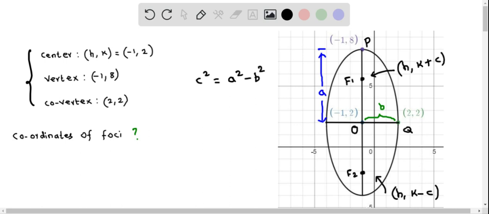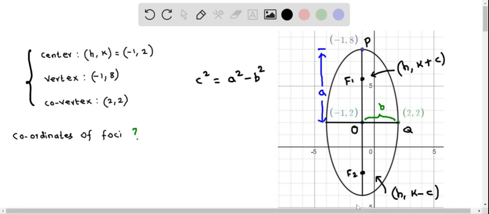So here I have plotted the center as the negative 1 comma 2 and I have marked that coordinate as O, and one of the co-vertex, that is 2 comma 2, which is marked as Q, and then one of the vertex is marked as negative 1 comma 8. So using these 3 points, that is one vertex and a co-vertex as well as the center, we can easily do a rough sketch of this ellipse. So the ellipse will look like this.